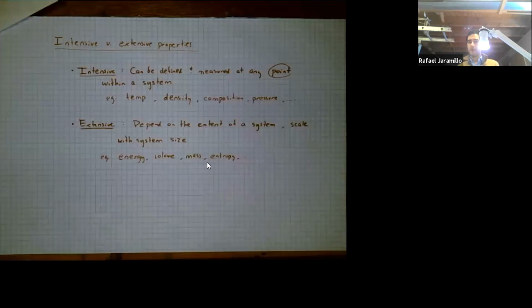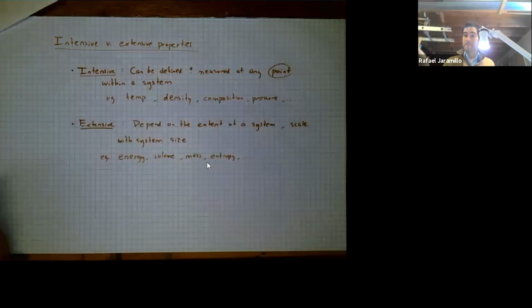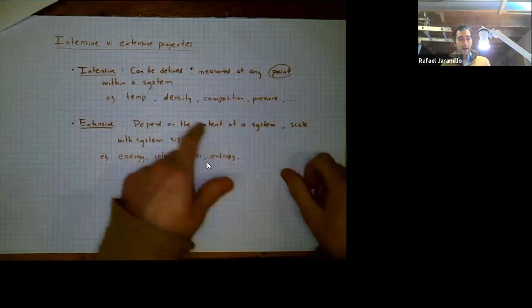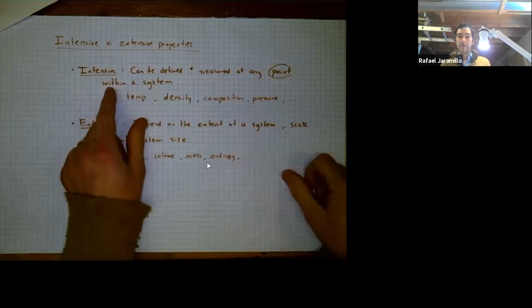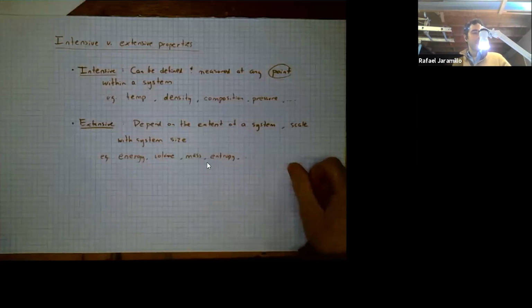All right, the doctor can take your temperature at several different places, but to weigh you, your whole body has to be on the scale, right? They can't weigh you just by weighing your arm. Simple thing. So extensive, you need to know the extent. Intensive, it can be defined and measured at any point inside or within a system. Easy way to remember that.